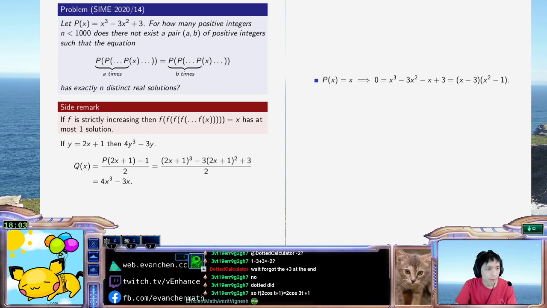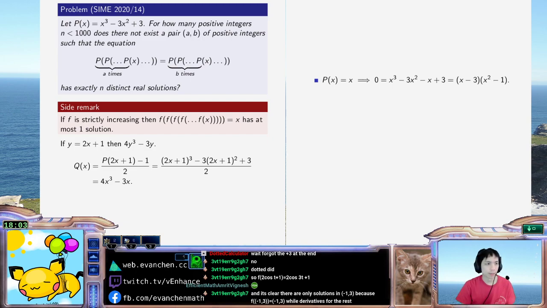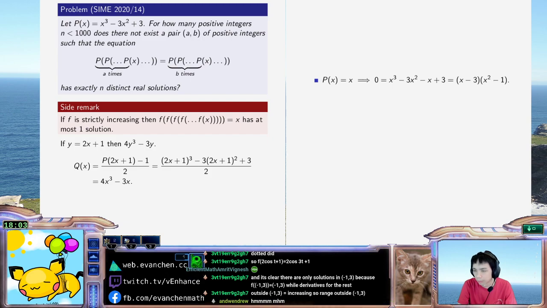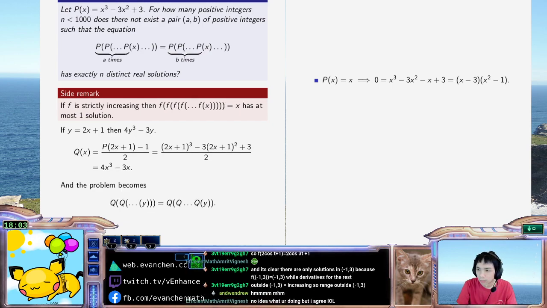Yeah, you can let x equal (y minus 1) halves. Basically what happens is the p equation is literally the same as the q equation. And the problem becomes q of y equals q of, with a times on the left and b times on the right. Oh, did the derivative thing actually help?